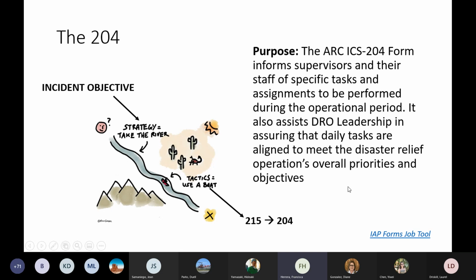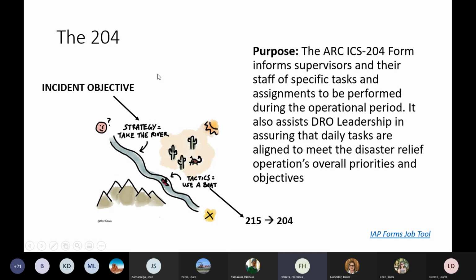Ultimately, the purpose of the 204, the work assignment document, is to inform supervisors and their staff of specific tasks and assignments to be performed during the operational period. But it also assists the DRO leadership in assuring that the daily tasks are aligned to meet our overall priorities and objectives. If we have to reprioritize, if something difficult is happening, if we're short on supplies, if we're short on people, all of those things impact where we need to prioritize our limited resources. And so that's often the work that has to happen through the day.